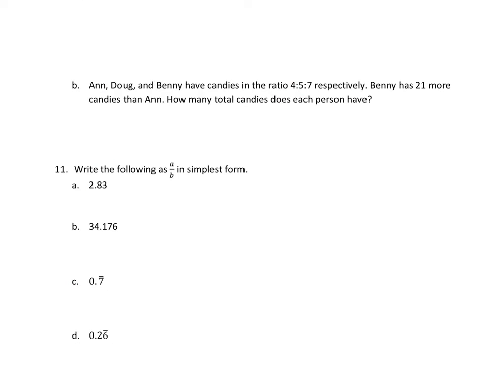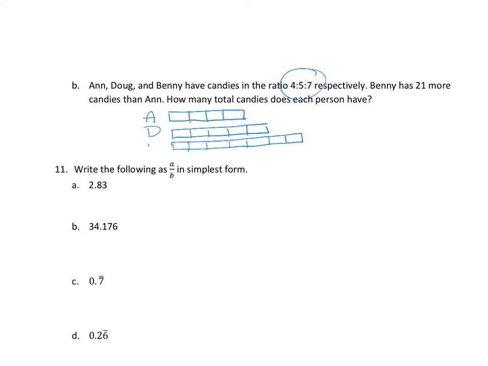All right, flipping over to the next one, we have Anne, Doug, and Benny. They have candies in the ratio 4, 5, and 7. So we're going to do the same kind of situation again. So we have the 4 and then the 5, so it'll be one more here. And then 7, we got 2 more little rectangles. So there should be a total of 7 going on here. Trying to line them up so I can see them better. So this is Anne, Doug, and Benny.